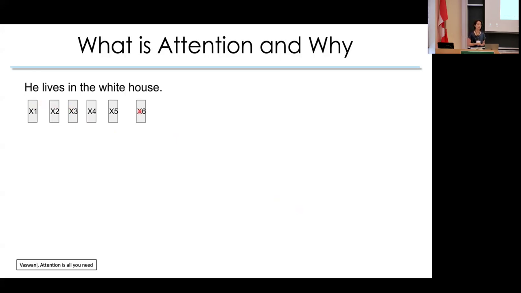In order to understand the meaning of this sentence, you not only want to know the meaning of each word, treating it as an element of a vector, but you actually want to know how to think about different words together. So you want to think about the words white and house together, and that will influence how you think about the word he.